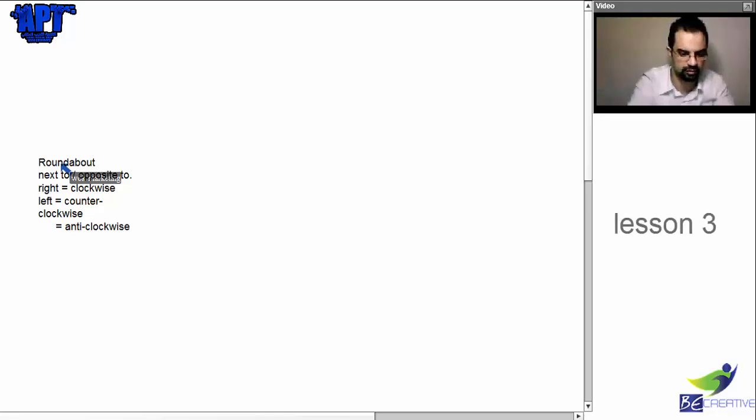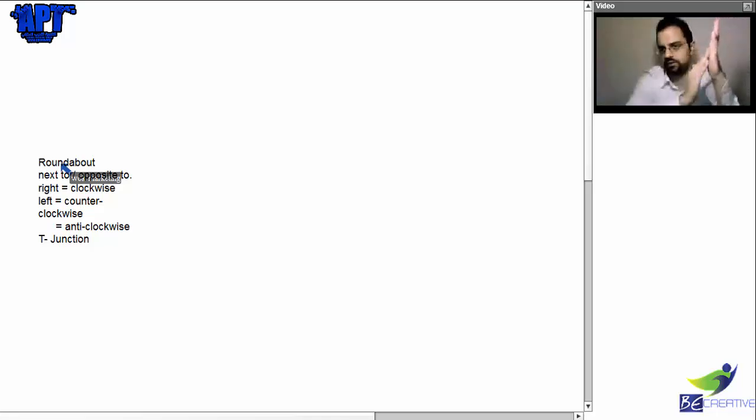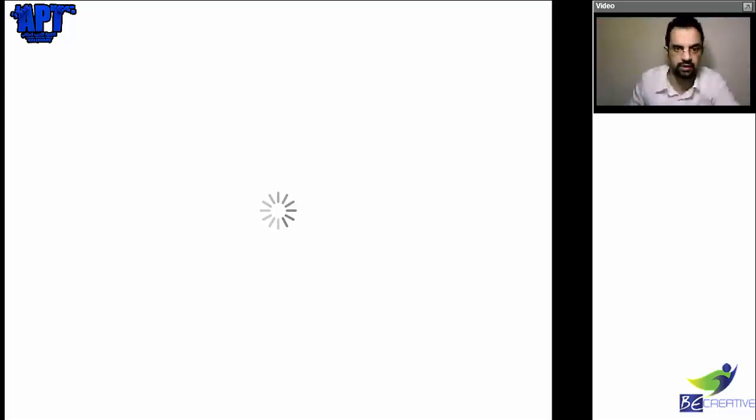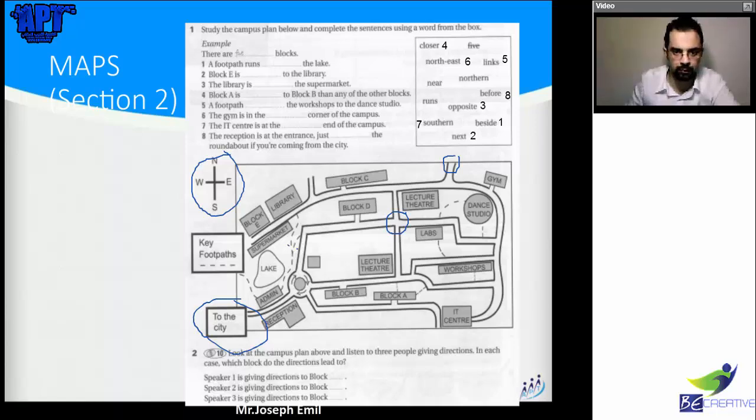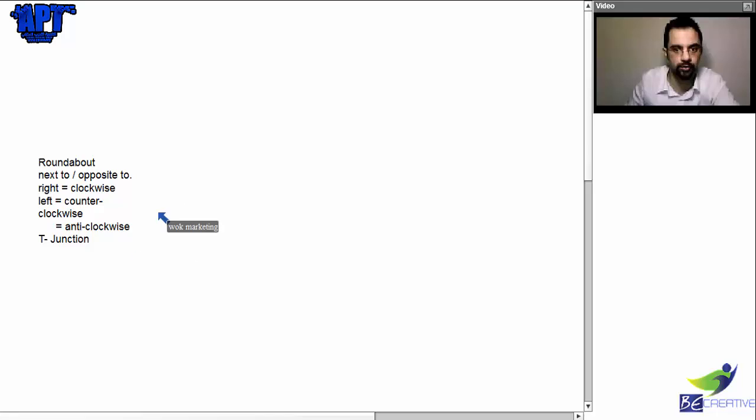T junction. Alright? Of course, any other type of junction would be one where the road is not perpendicular on the street. What about the next one? We can also take a look here. This is a crossroads.